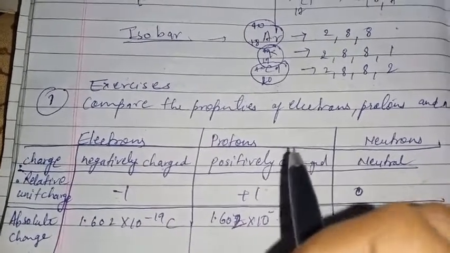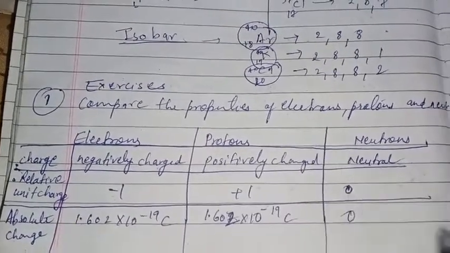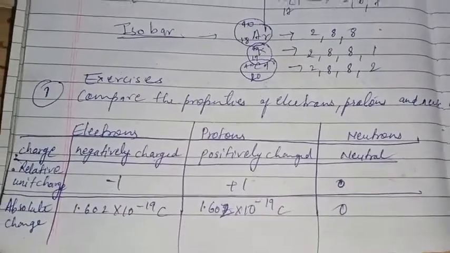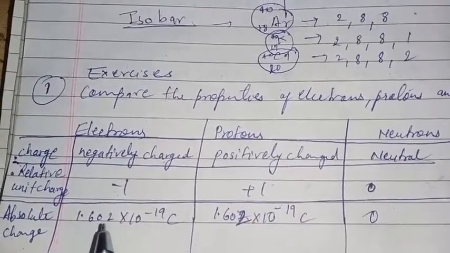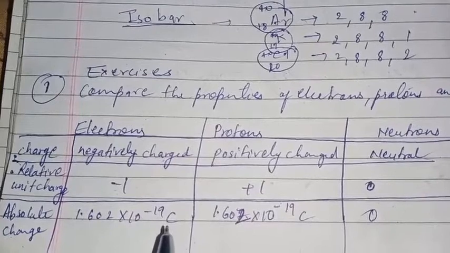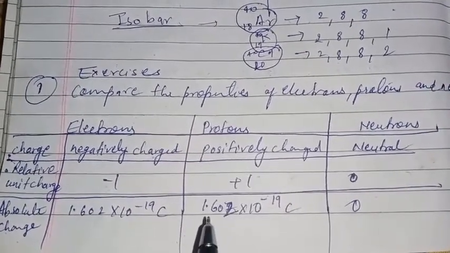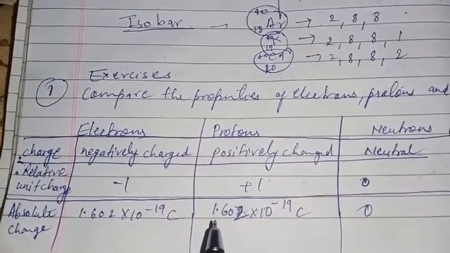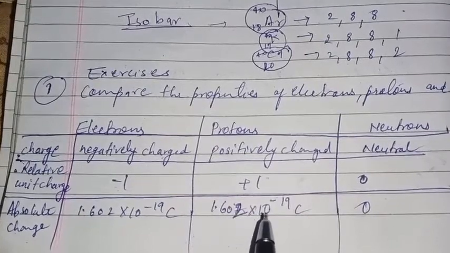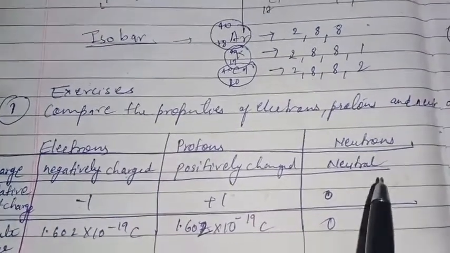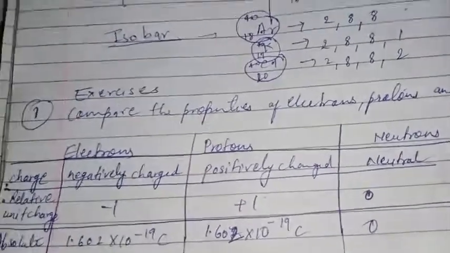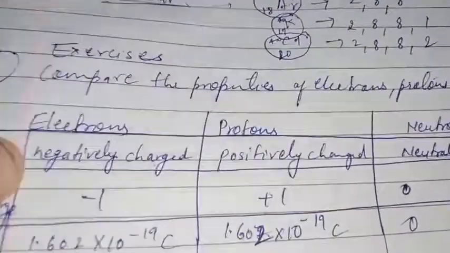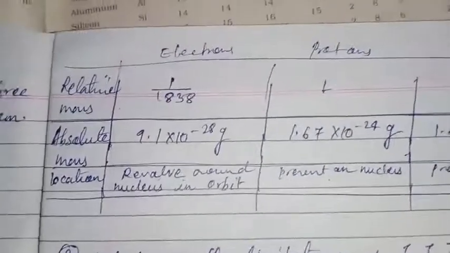Okay, next the comparison is with absolute charge. What is the absolute charge of electrons, protons and neutrons? That I have already discussed in the beginning of this chapter. So the absolute charge of an electron is 1.602 into 10 to the power -19 coulomb. Protons also have the same magnitude of charge, 1.602 into 10 to the power -19 coulomb, but neutron will have zero charge. Okay, so like that you can compare the absolute charge.